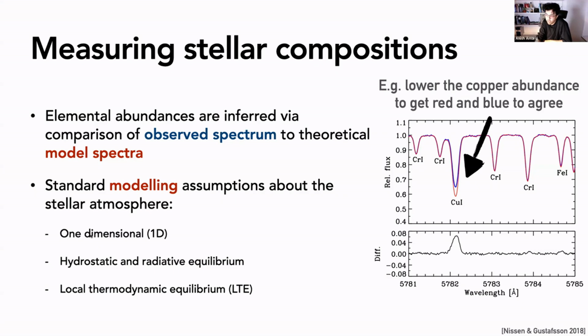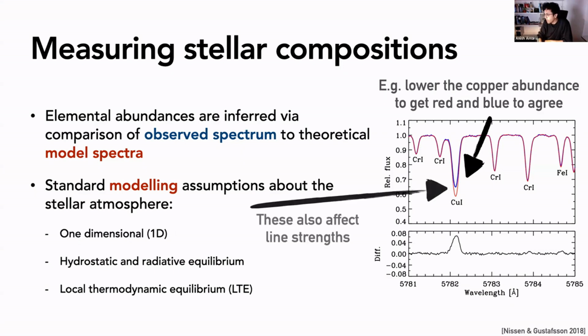The standard assumptions in analyses even today are that the stellar atmosphere is one-dimensional and hydrostatic and in radiative equilibrium, and moreover that it satisfies local thermodynamic equilibrium. So these things also will affect your line strengths, all right? And so the question for this talk is, to begin with, how and why might they affect the line strengths? And then to what extent do they affect the spectra and our interpretations?